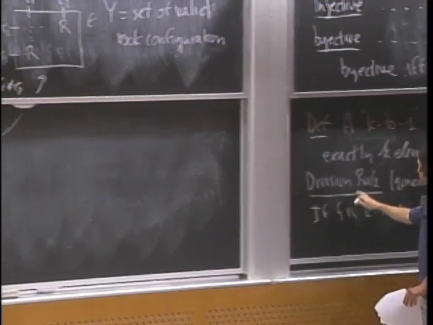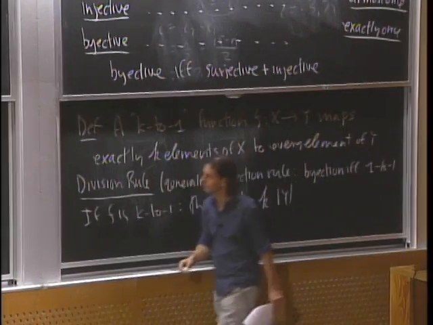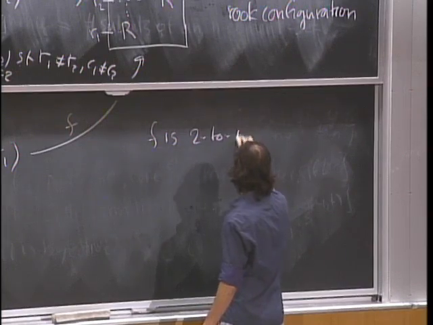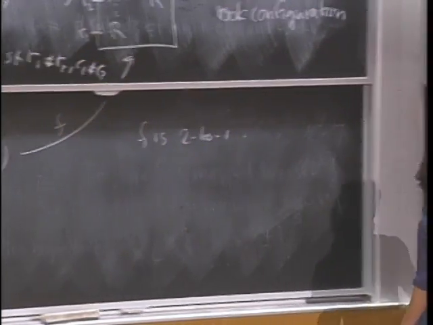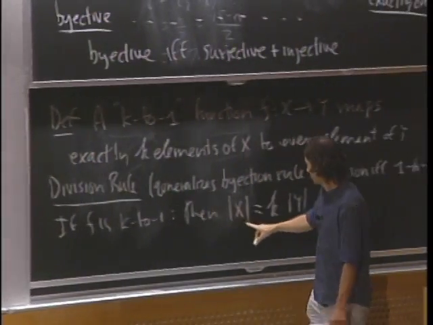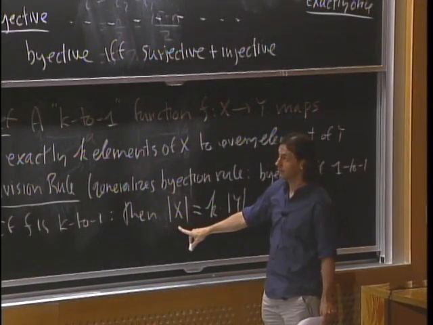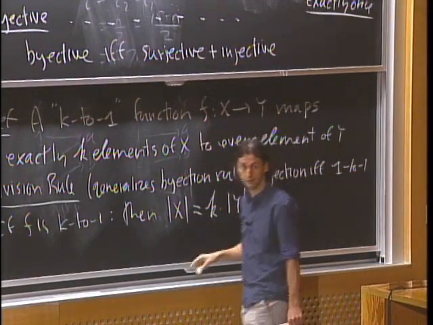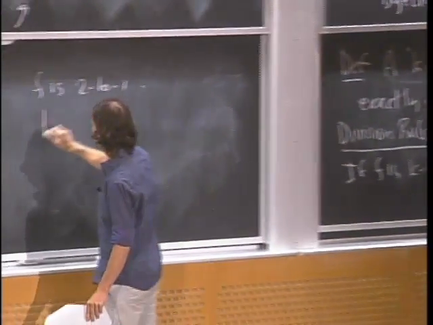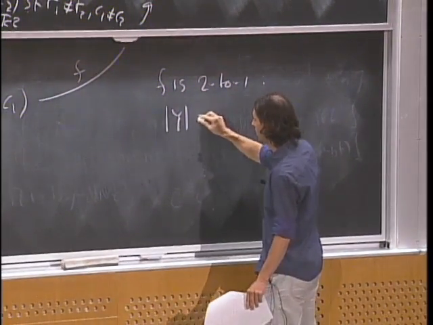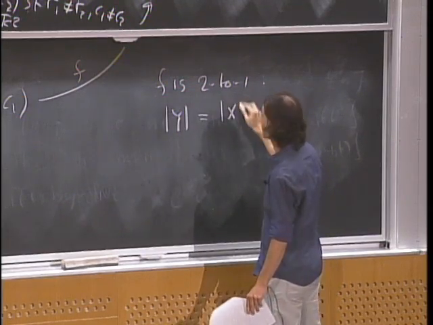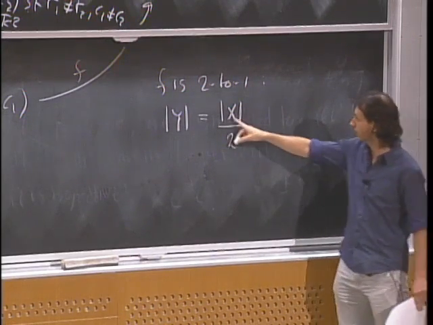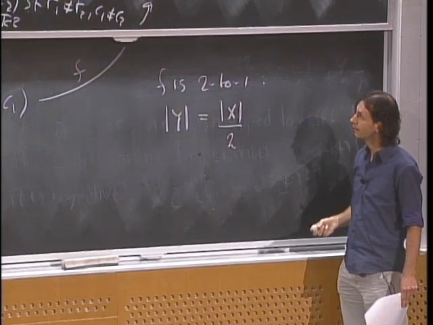So now we can use a division rule, because F is 2 to 1. What does that mean if you apply the division rule? It means that the cardinality of all those sequences is equal to 2 times the cardinality of all valid configurations, or in other words, the cardinality of all the valid configurations is the cardinality of all those possible sequences divided by 2. So now we can start counting X over here. So how do we do that?